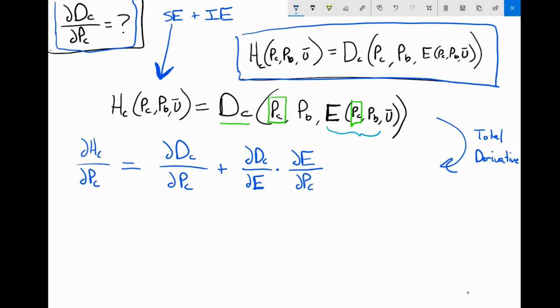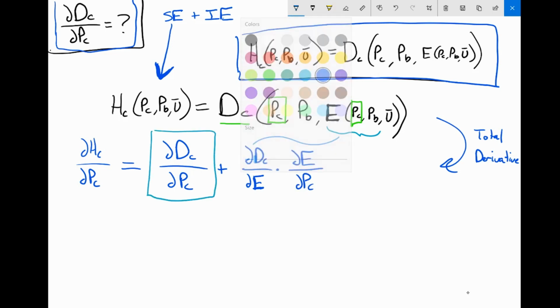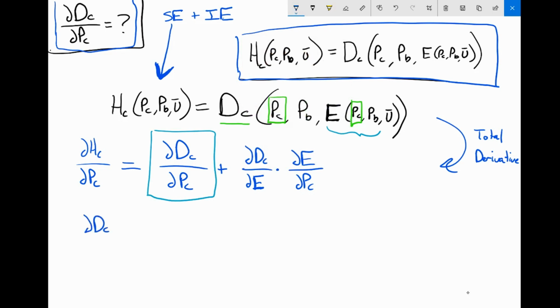Now, like I said before, we are trying to solve for this. This is what we want to find. So let's reorganize the terms here. The total effect of a change in price is equal to the effect of a change in the price on the compensated demand curve minus this other term.